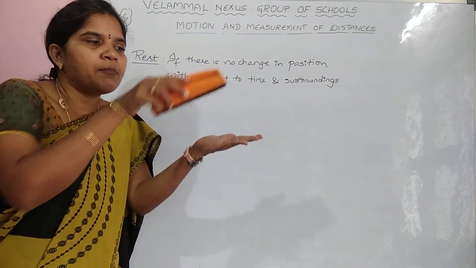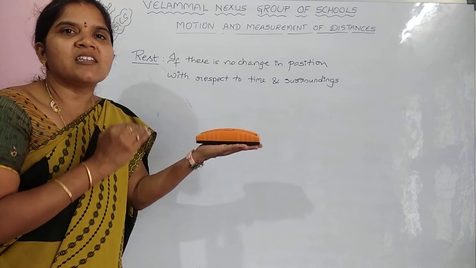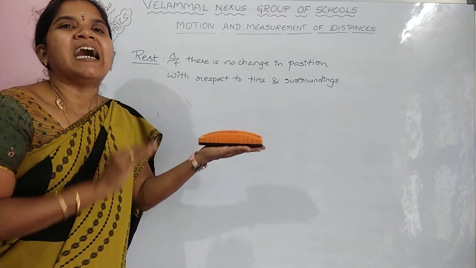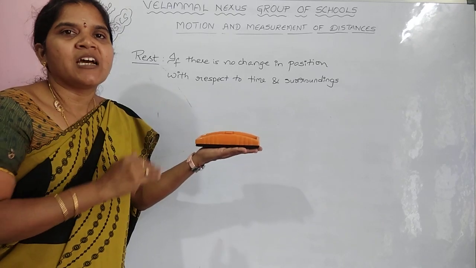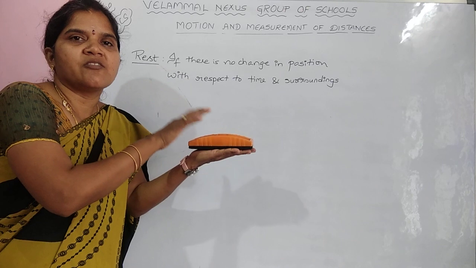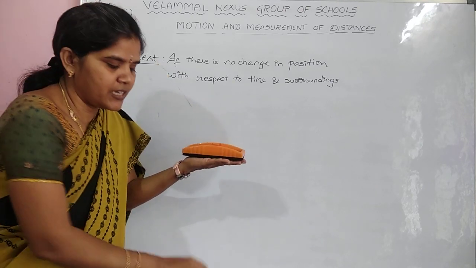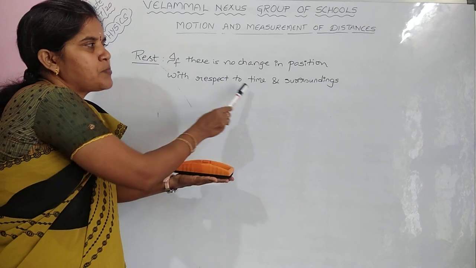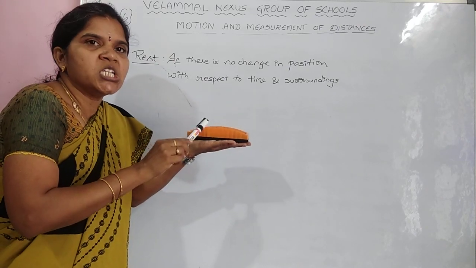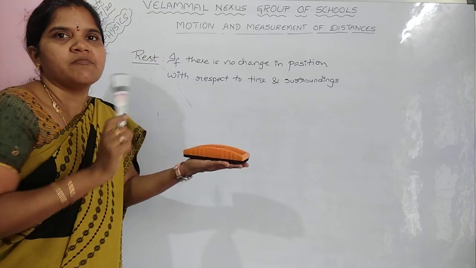Imagine that I place the duster on a table or a bench. Unless somebody lifts it or moves it, after 1 hour if I come and see, the duster will be here only. After 2 hours if I come and see, the duster will be here only. That means with respect to time, there is no change in the position of the duster, so the duster is said to be in rest position.